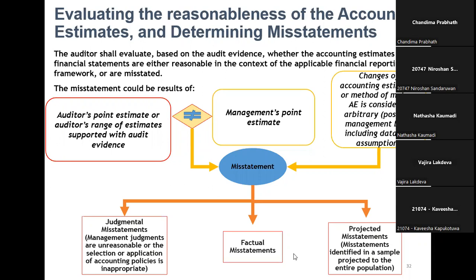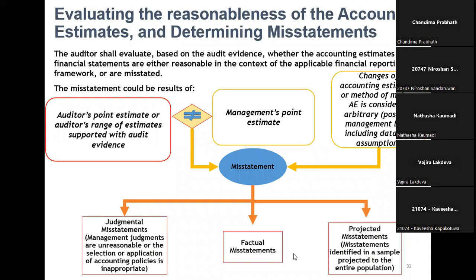I hope you all are clear. The factual misstatement, there is no issue, it has to be corrected. But projected means the misstatement you identified in a sample is projected to the untested items in the population. But projected misstatement, you cannot ask the client, because you don't know. You ask management to pass an entry only for the factual ones.